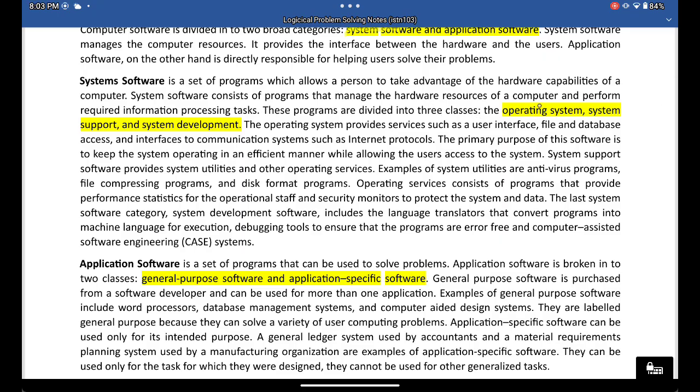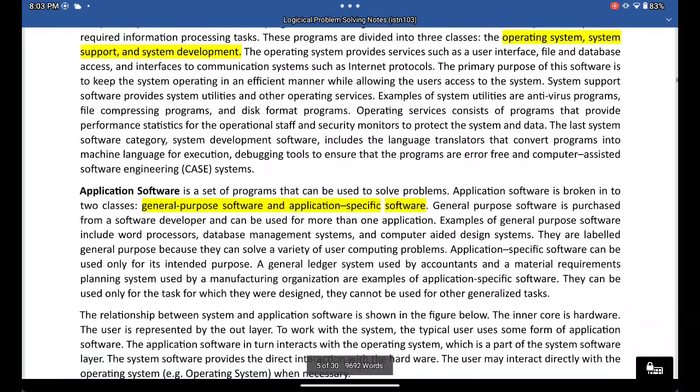Operating system. This does the main features of the system. So like when you click a mouse, what it does, system software. System support gives you utilities. So for example, your recycle bin, all that. System development is a part of the system software that allows you to customize the software, so to code the software. In your computer, there's something called command prompt. You use it to basically change the code of a system. So that's what system development is.